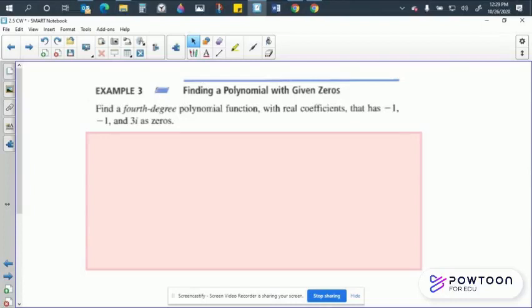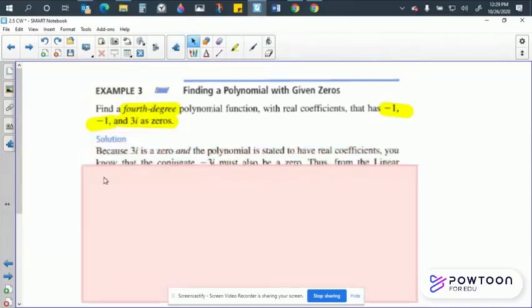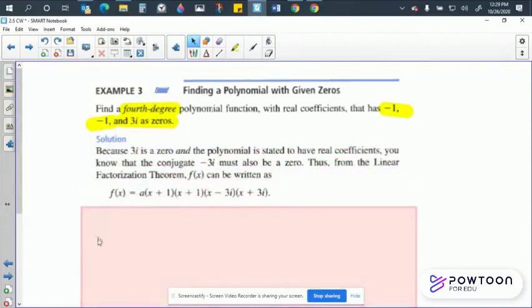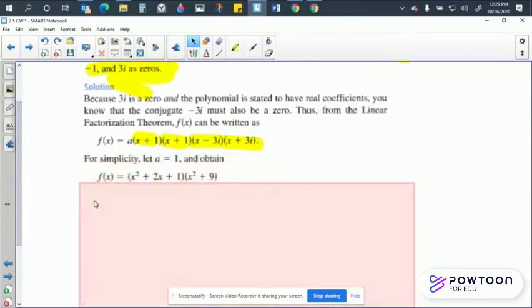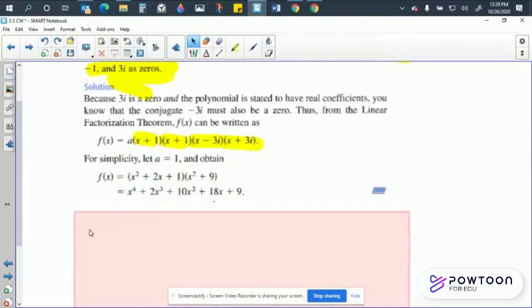And for our last example problem, we're going to find a 4th degree polynomial with -1, -1, and 3i as zeros. Since 3i has to come in a conjugate pair, that means what I need to multiply together is going to be x plus 1 and x plus 1 for those two zeros, and then x minus 3i and x plus 3i, because I need the conjugate of 3i in there also. And then you just go through all of your Euler and distributive properties and simplify, and you'll find our function.